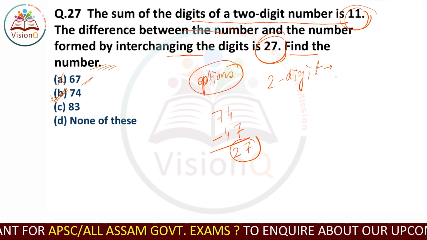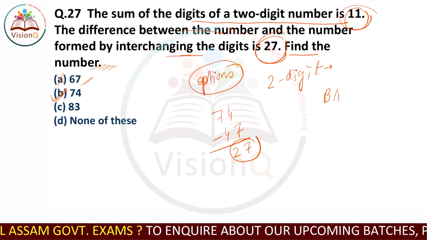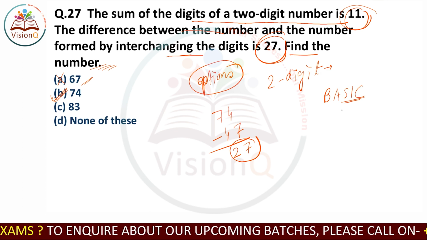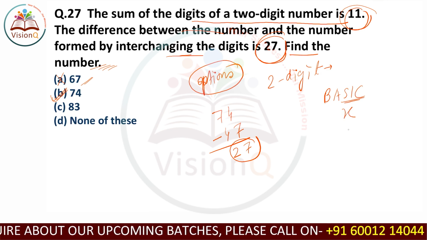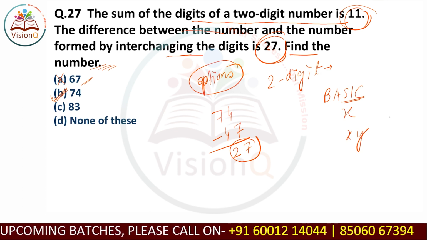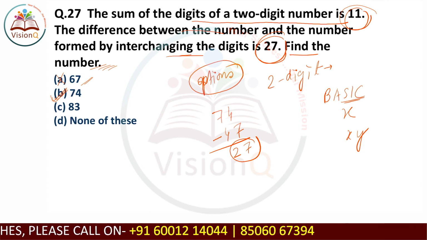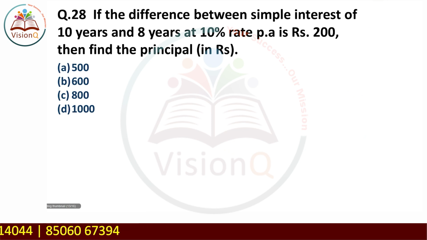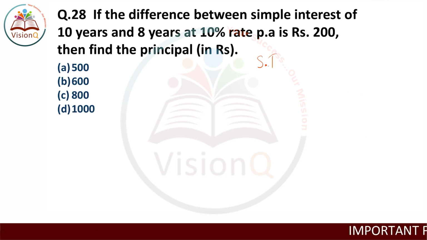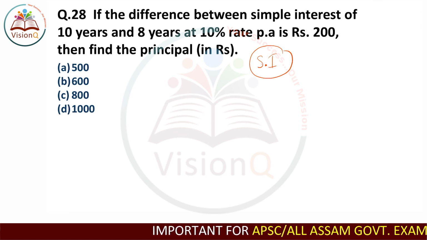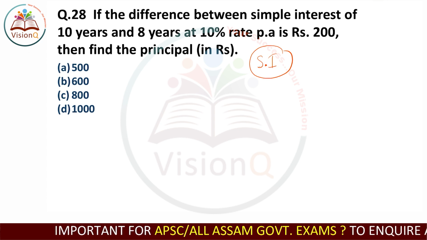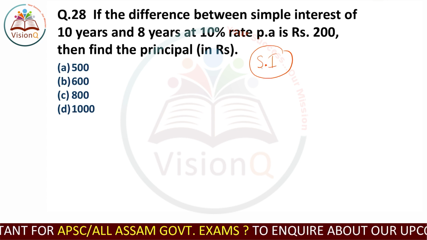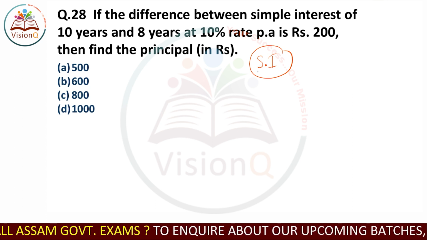So if you apply the basic concept here, you can take one variable x or also two variables x and y in such questions. So let us discuss the next question of today's series, question number 28. A question of the topic of simple interest. Okay, simple interest. It says that the difference between the simple interest of 10 years and 8 years at 10% rate per annum is rupees 200. Then find the principal.